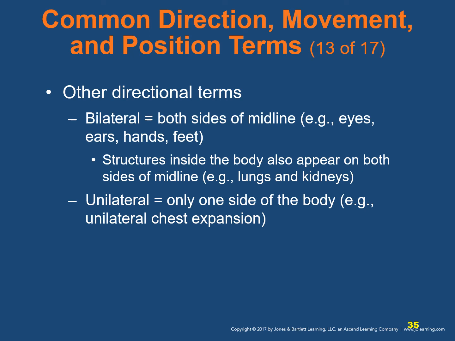Structures inside the body also appear on both sides of the midline. For example, lungs and kidneys. Something that appears only on one side of the body is said to occur unilaterally. Example, unilateral chest expansion means that only one lung is expanding with inhalation, such as with a pneumothorax.